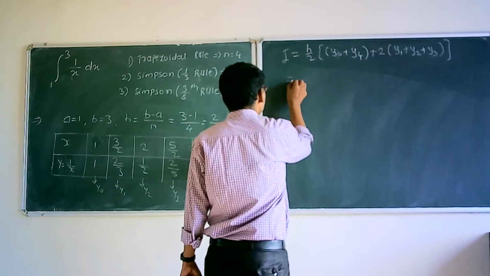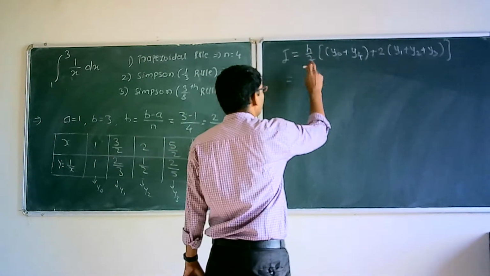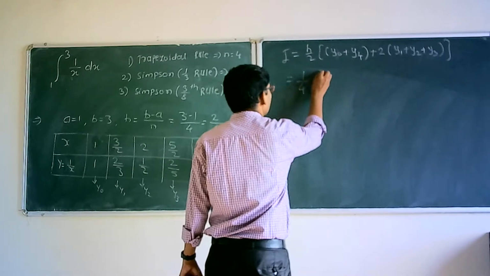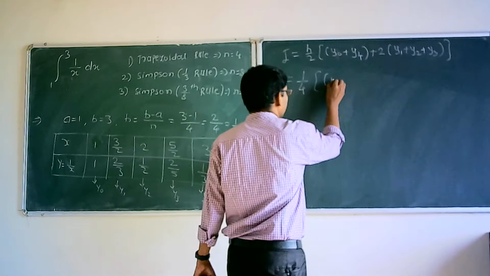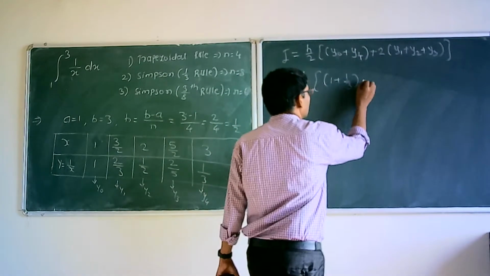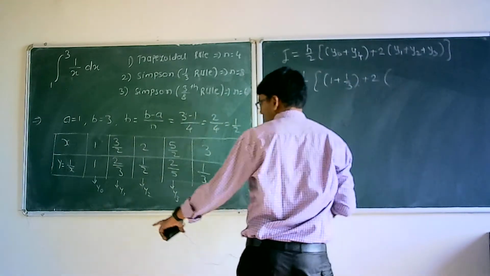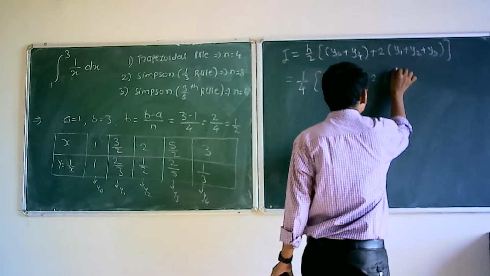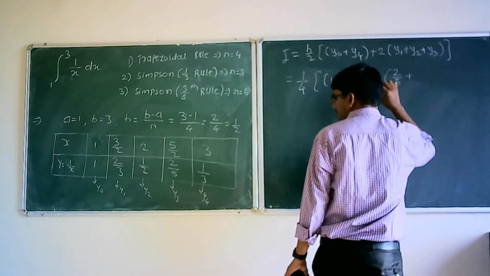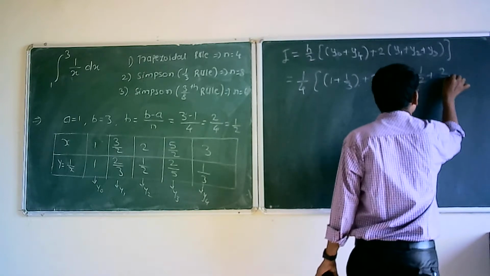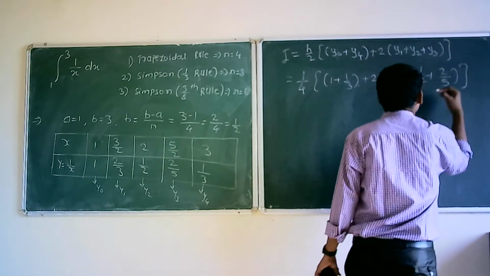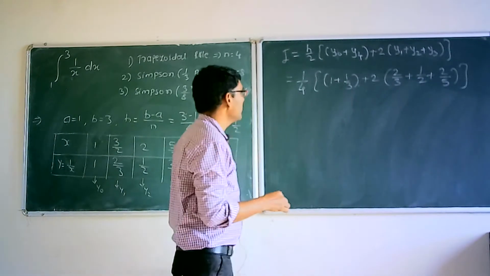So it is what? h by 2. h is what? 1 by 2 divided by 2. It is what? 1 by 4. y0 plus yn, 1 plus 1 by 3, plus 2 times y1, y1 is 2 by 3, plus 1 by 2 plus 2 by 5. So if you solve this, you will get an approximate value of the given integration.